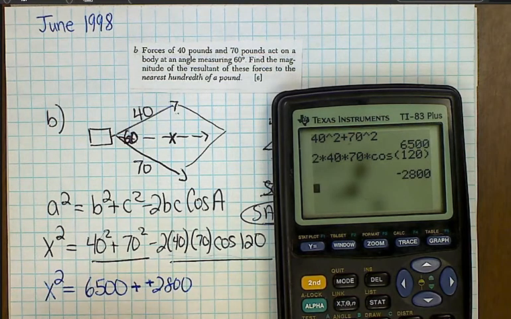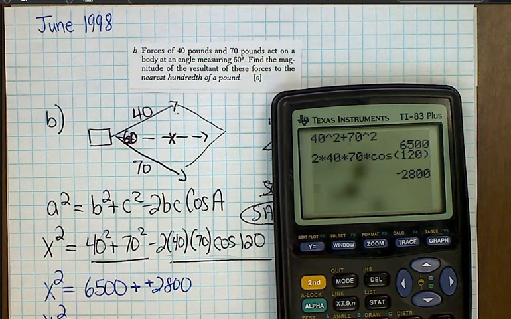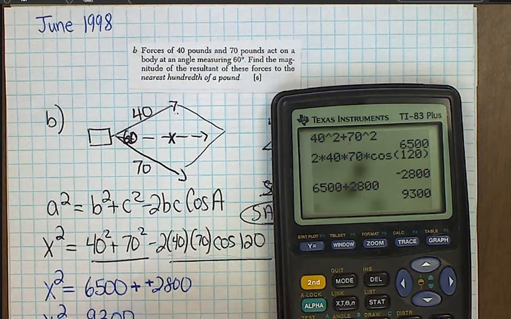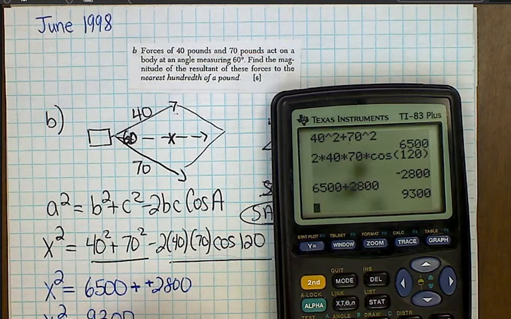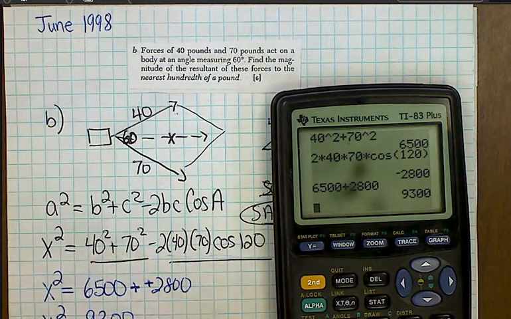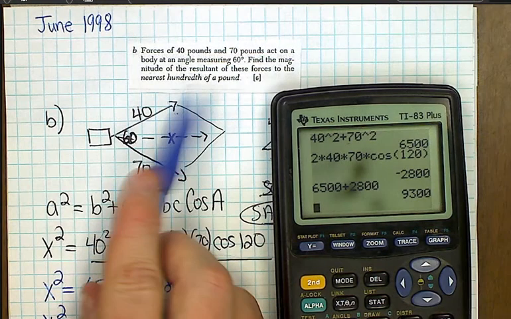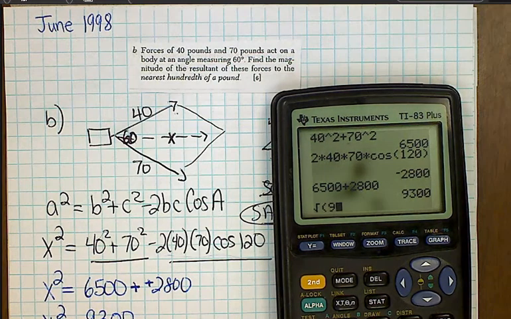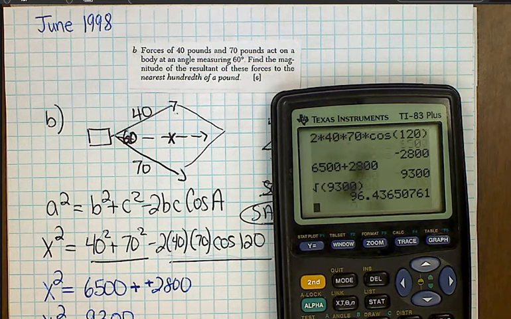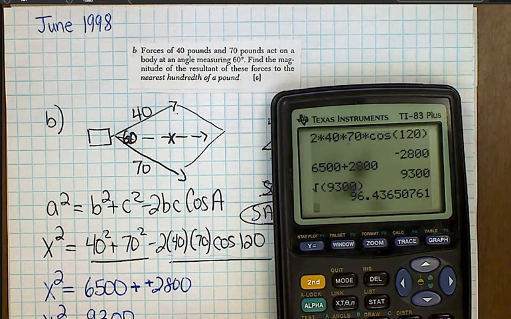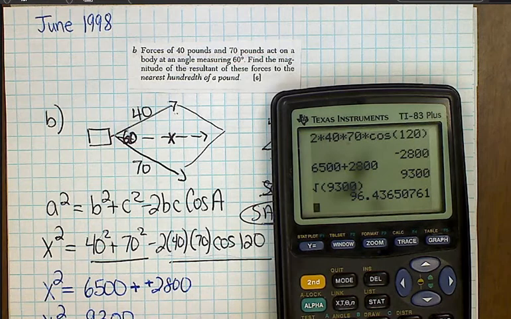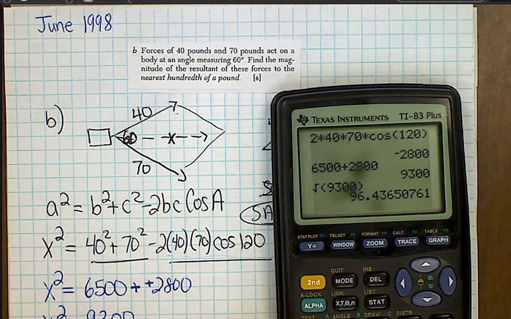So I get x squared is equal to 6,500 plus 2,800. I'm going to wind up with 9,300. Take the square root of both sides, so x is going to be the square root of 9,300. So x is going to equal, I go back up to the problem, and it says nearest hundredth of a pound. So I want to take this out 3 decimal places. Second, square root, 9,300. Enter. So I get 96.436. So nearest hundredth, the 3 represents the hundredth, so it's going to be 96.44 pounds.